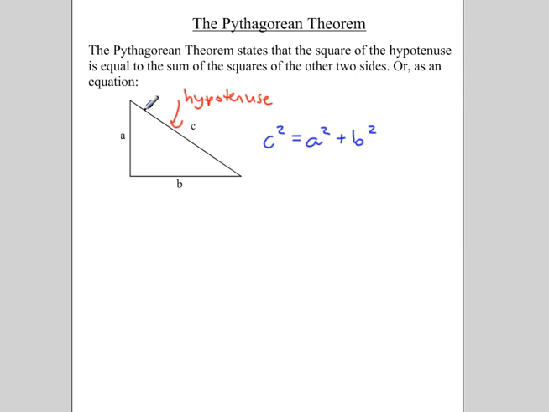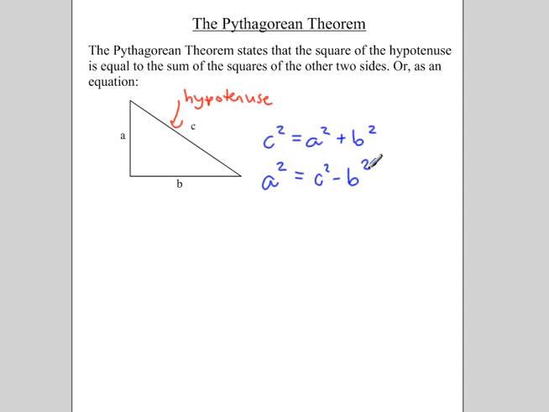Now sometimes you don't have to solve for the hypotenuse. Sometimes you're given the hypotenuse and you have to solve for either A or B. And when that happens, you have to rearrange this formula. So when I rearrange this formula, let's say, for example, I want to solve for A. That means I don't want this B squared here. And so to get rid of it, I need to subtract it from both sides. And so my rearranged formula is going to look like this.